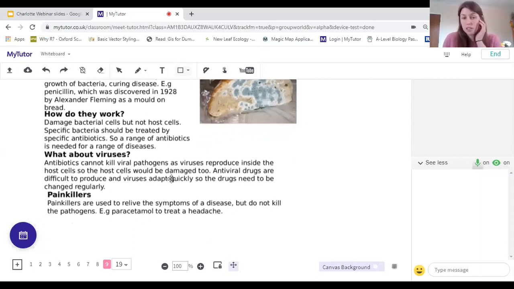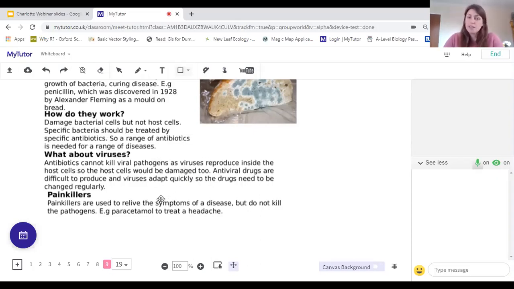What about viruses? Antibiotics cannot kill viral pathogens because viruses reproduce inside the host cells, so the host cells would be damaged too. Antiviral drugs are difficult to produce and viruses adapt quickly, so the drugs need to be changed regularly. We did talk about this last time, when we talked about how viruses and bacterial pathogens differ.